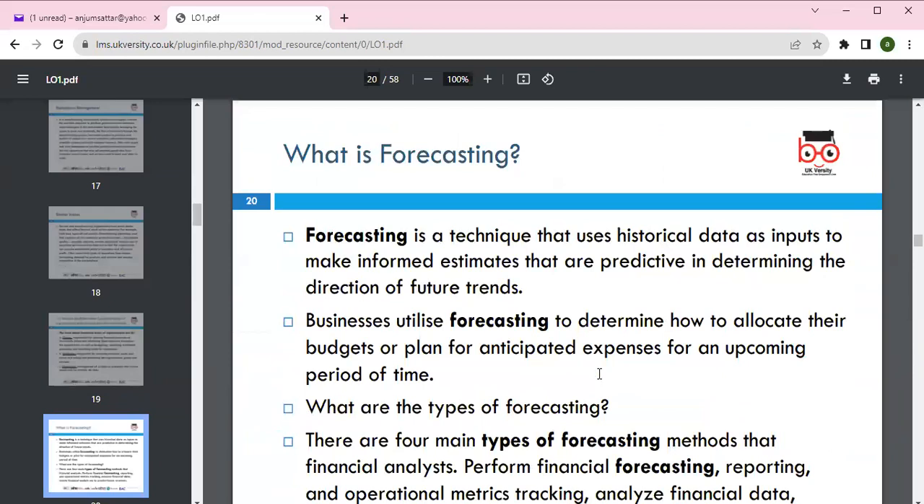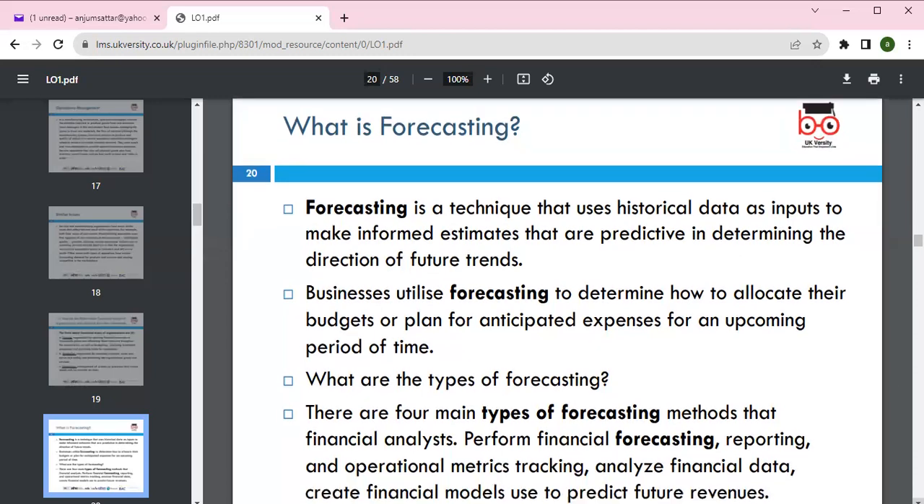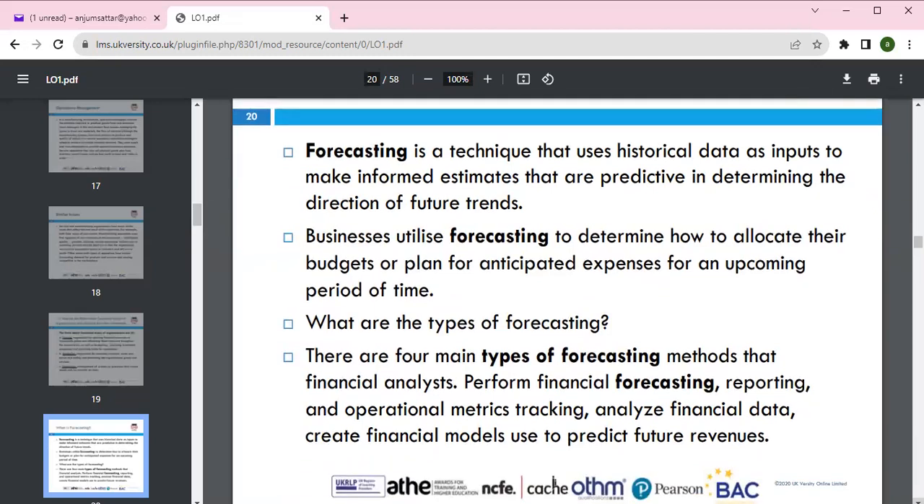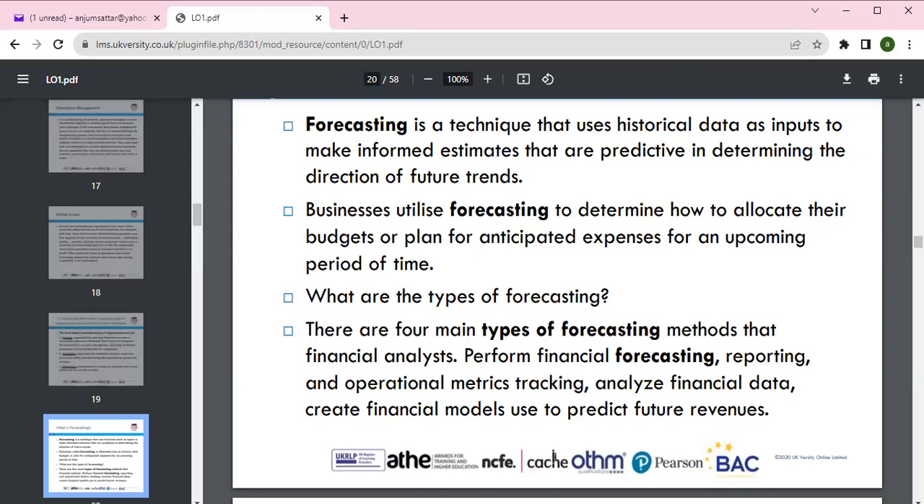Okay, forecasting. Guys, when you make a budget or forecast, the first thing to always look at is the sales forecast based on historical data. We can look at the input, make informed estimates and predictions, and determine the direction of future trends. Forecasting helps determine and allocate the budget accordingly. There are different types of financial forecasts, reporting operational metrics, which we can use for future revenue. That's what we need to focus on.